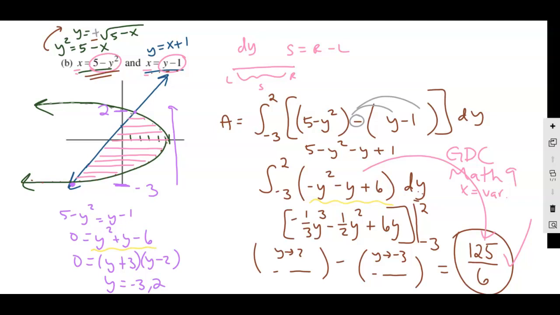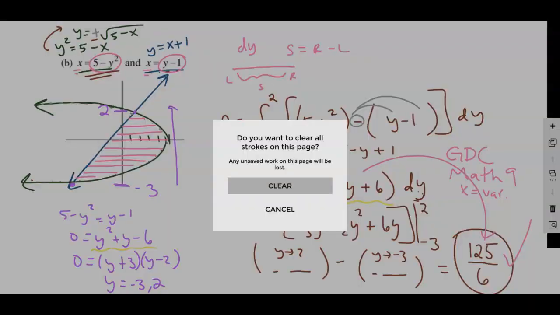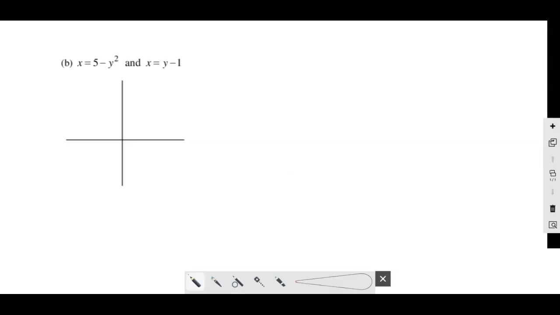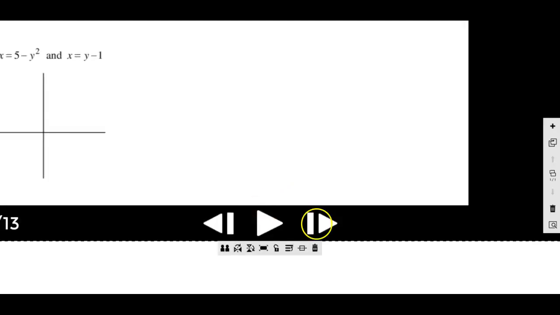Let's flip it over and let's do the next page. Hopefully this is recording because I don't want to have to do this again. That would make me very sad. All right, there it is.